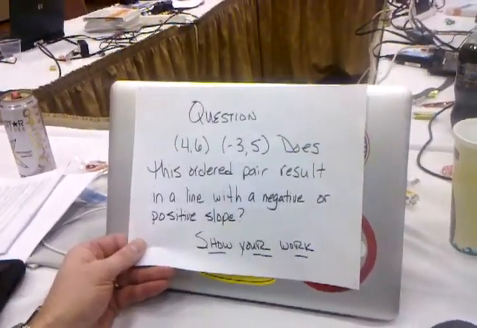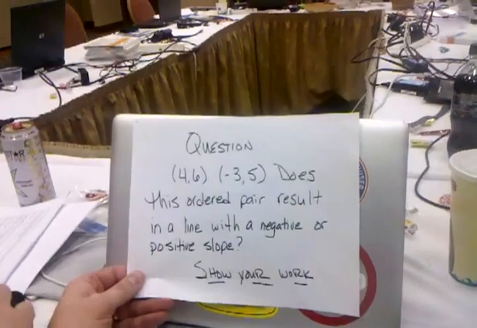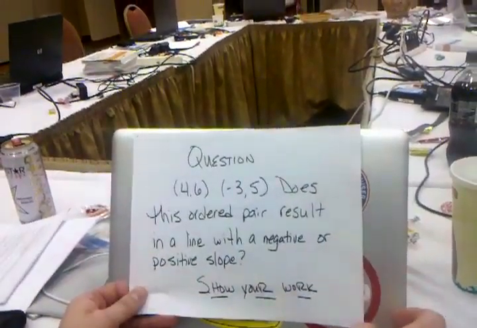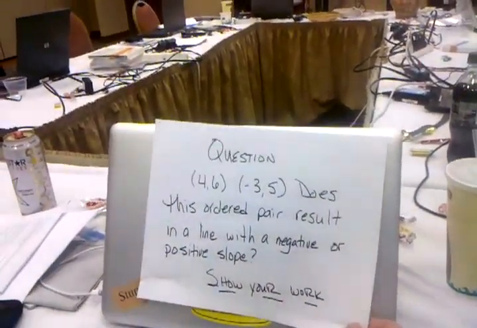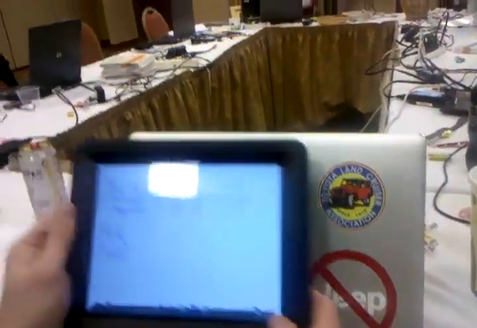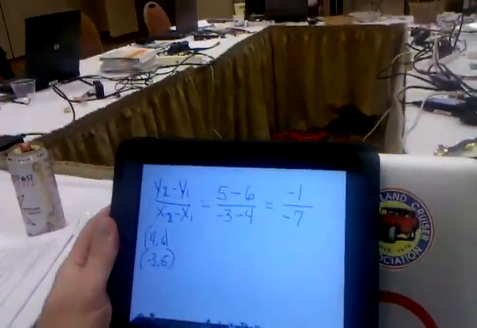Now we're going to take the same principles we just learned and apply them to another set of ordered pairs, and we're going to figure out what those ordered pairs represent, either a positive or negative line. So notice that we have our formula in here already.